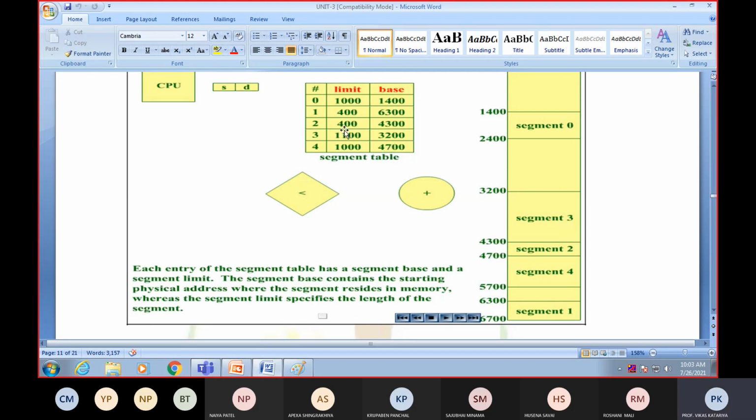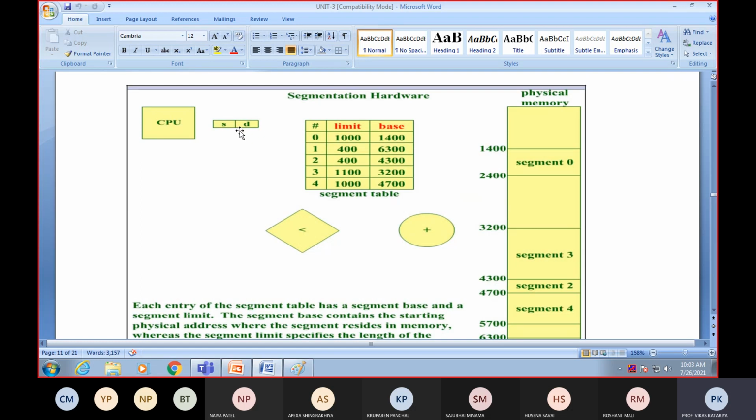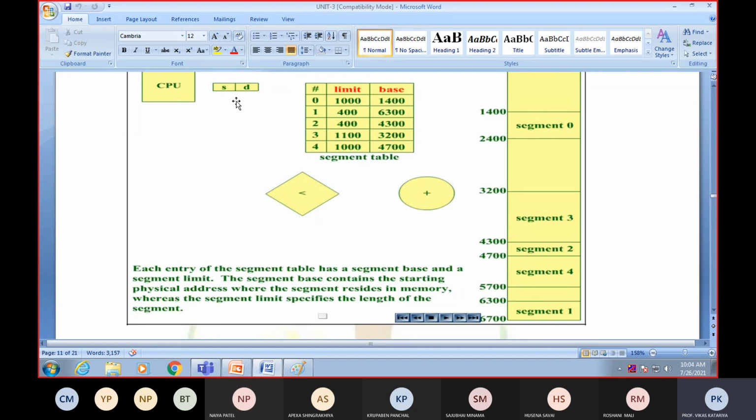So in this way, we have 5 segments that are stored previously in the secondary memory, but we want to execute a program which contains these 5 segments. So somehow we have to transfer the segments from secondary to primary memory, right? But a CPU can only generate a logical address. It cannot directly generate a physical address, so that we can transfer the segment from hard disk to primary memory. So it has some limitations. The CPU generates a logical address, and that logical address has only 2 parts: segment number and byte offset.